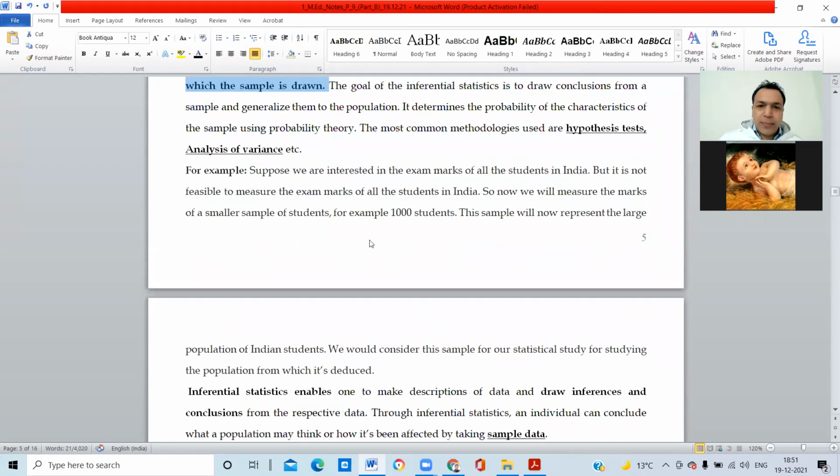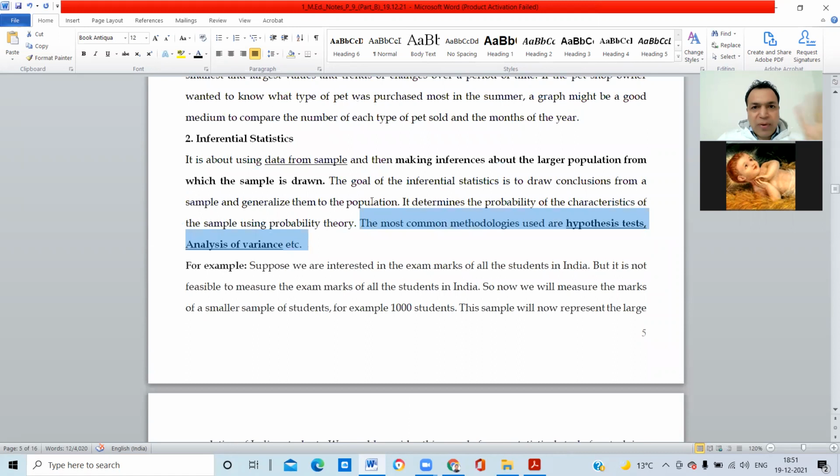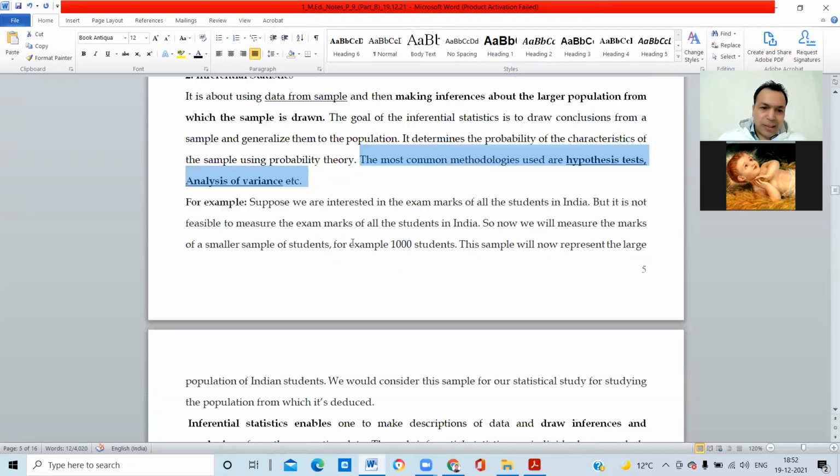So it is about using data from a sample, then making inferences about the large population from which the sample is drawn. Okay. So basically, there are 2 methodologies used by inferential statistics in order to infer, to conclude from the data. And the methodologies are hypothesis tests and analysis of variance. Analysis of variance is called ANOVA. It is in your syllabus, ANOVA in capital form, right? The full form is analysis of variance, right?